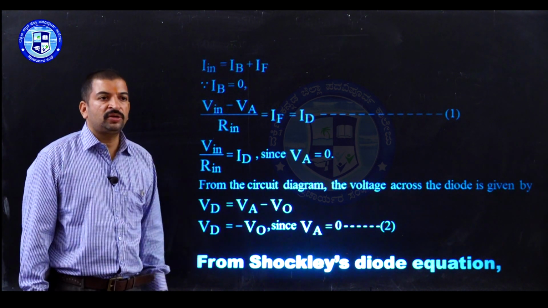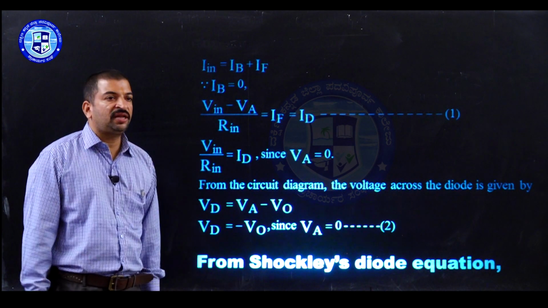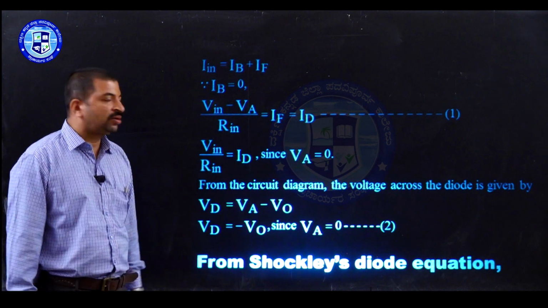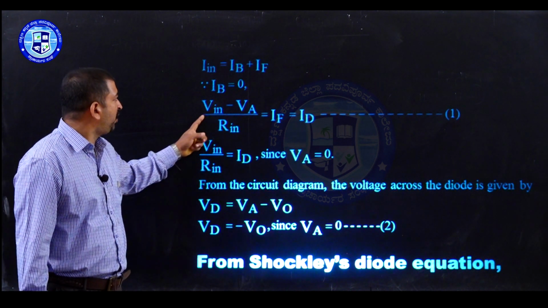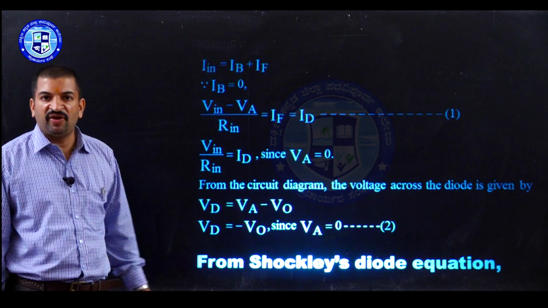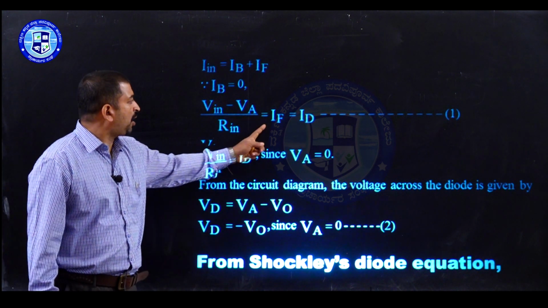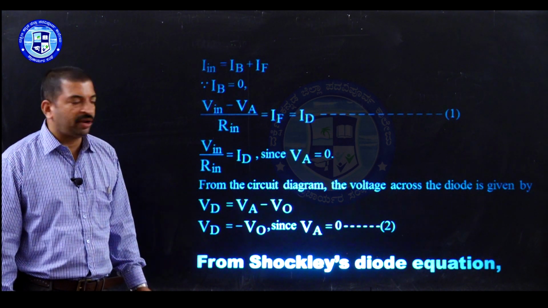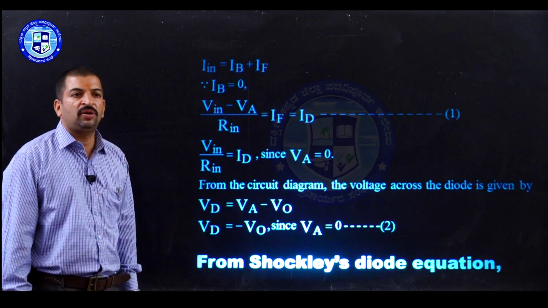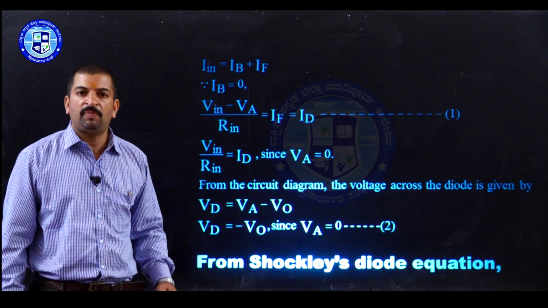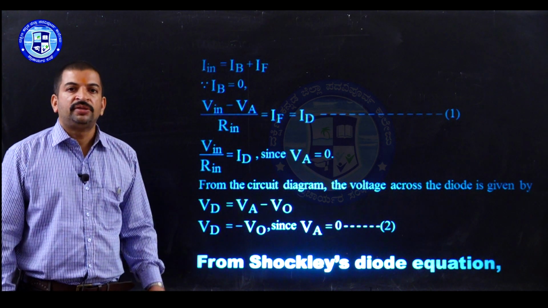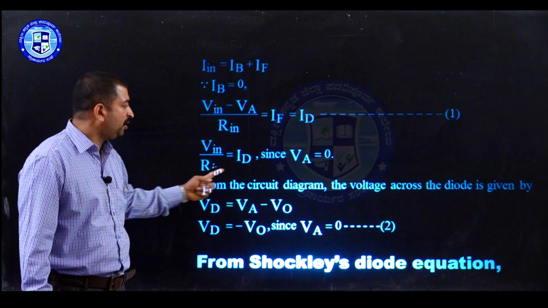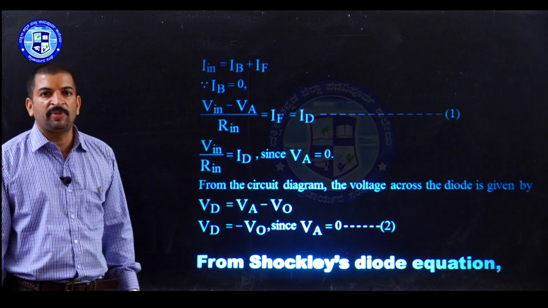Since Ib is equal to 0, we can write (Vin minus Va) by Ri, which is the current flowing through the resistor Ri, equal to Id, the current flowing through the semiconductor diode. Since the non-inverting input of the op-amp is connected to the ground, Va is equal to 0. Therefore, Vin divided by Ri is equal to the current flowing through the semiconductor diode.